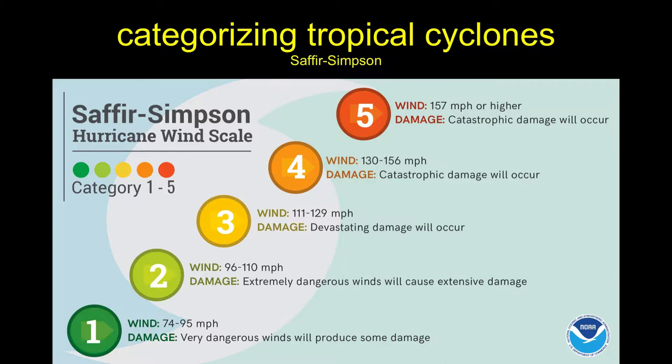Right, and then you can see here what their categorization of 1 through 5 translates into. Category 1 is very dangerous winds, will produce some damage. Category 2, extremely dangerous winds, extensive damage. Category 3, devastating damage. 4, catastrophic. And then 5, pretty much you get just, you know, don't move, don't do anything.